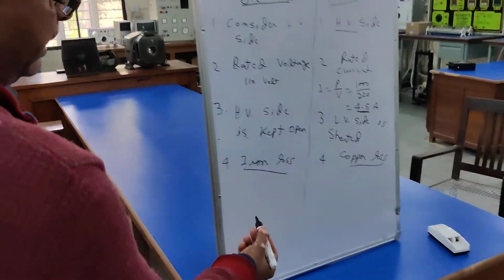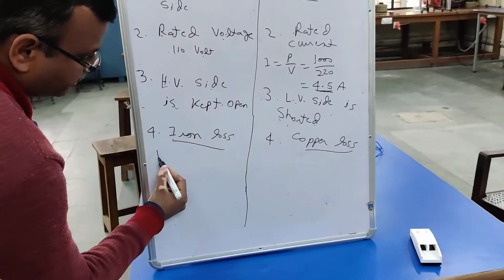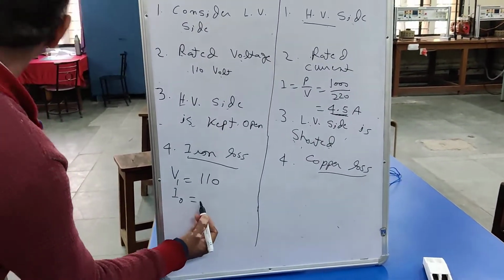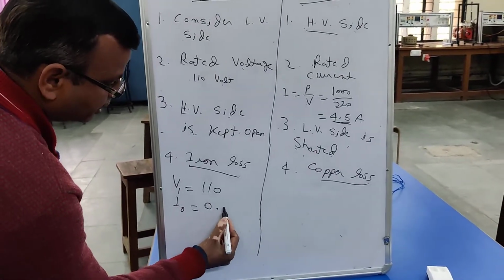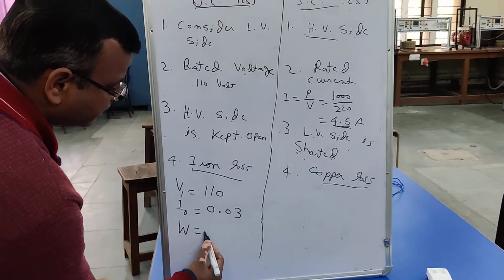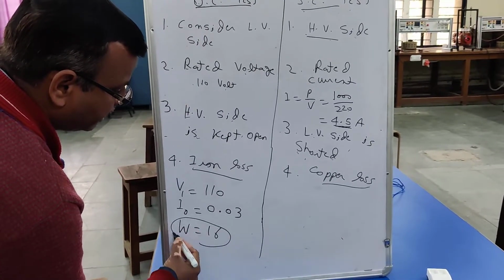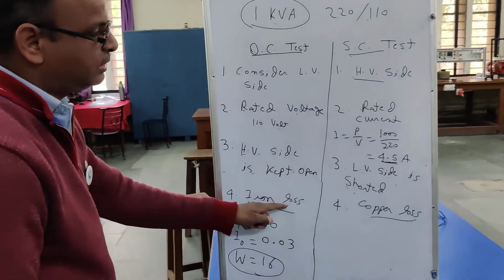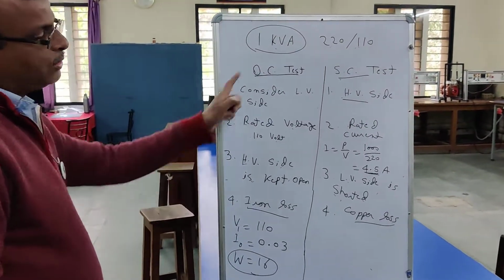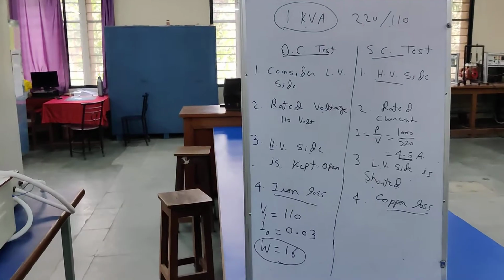So the readings in the open circuit test are V1 equal to 110, primary current I0 is 0.3, and wattmeter reading is 16 watt. So 16 watt is the value of iron loss in the transformer. So this part is completed. Now let's go on to the other test, the short circuit test.